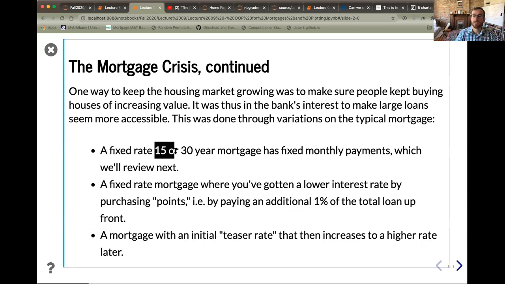Of course, you can also get a fixed rate 15-year mortgage, which essentially means you pay off the entire amount you borrow to buy your house in 15 years rather than 30 years. We'll see why that makes an important difference soon.